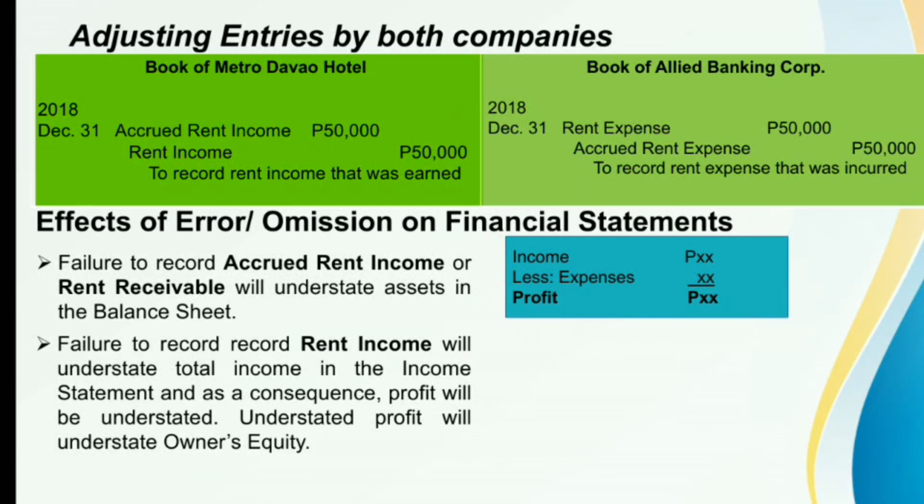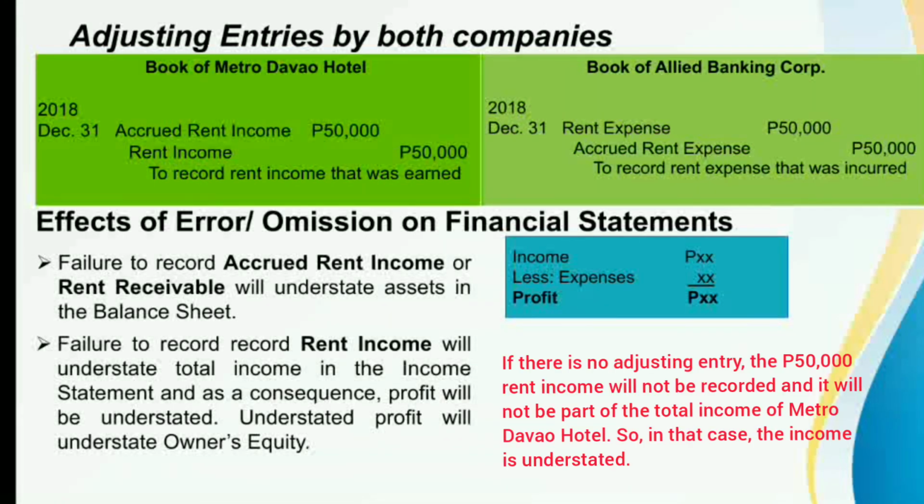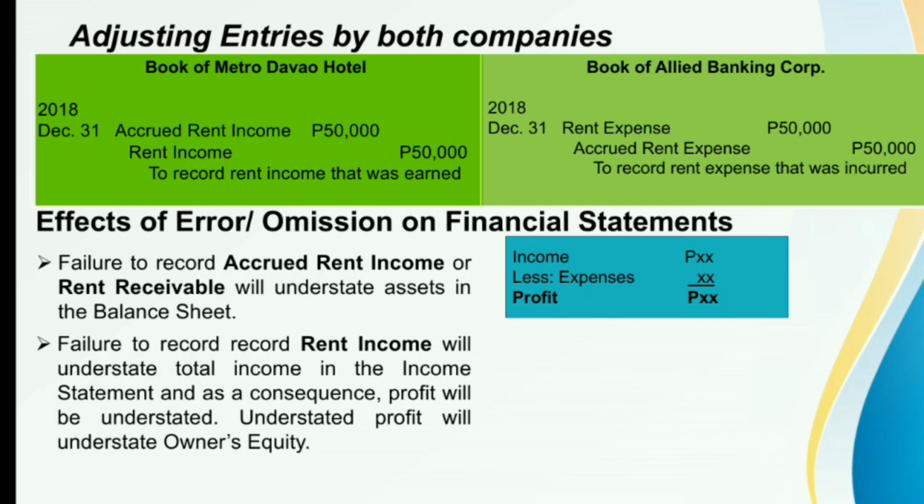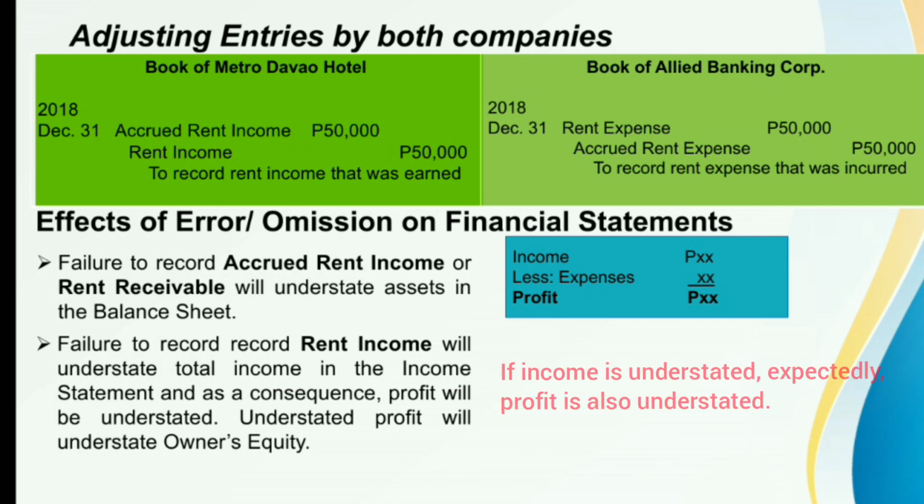So what will happen if we did not prepare the adjusting entry wherein the rent income of 50,000 pesos must be credited? Kung hindi tayo gumawa ng adjusting entry, etong rent income na 50,000 pesos, hindi ito maisama sa ibang income ng Metro Davao Hotel. So, yung income ni Metro Davao Hotel on December 2018 is understated or kulang kasi hindi na isali yung 50,000 na income from rent. And if the income is understated, it follows na yung profit then is also understated.